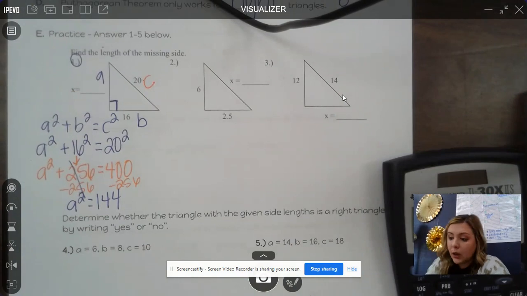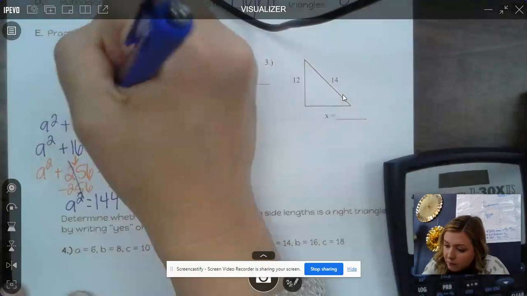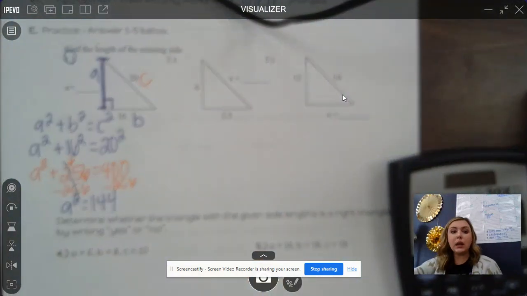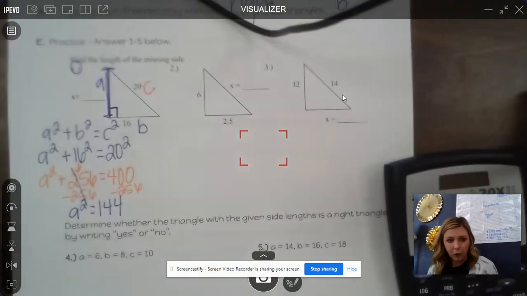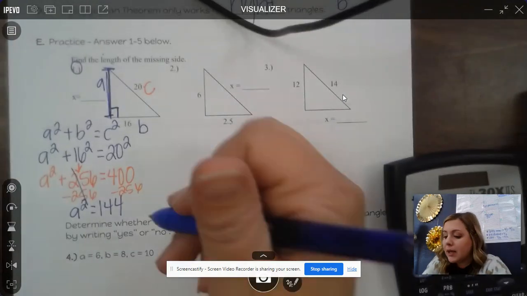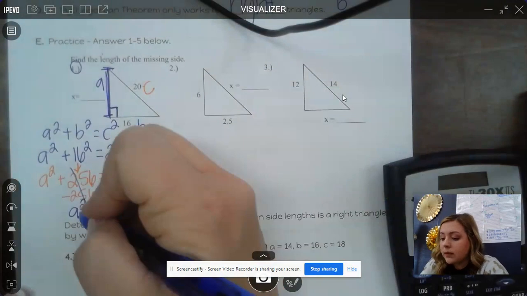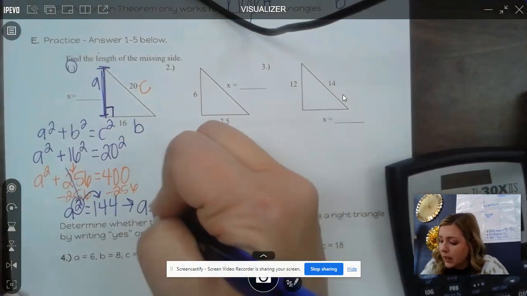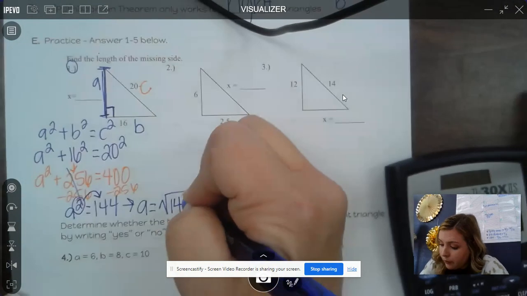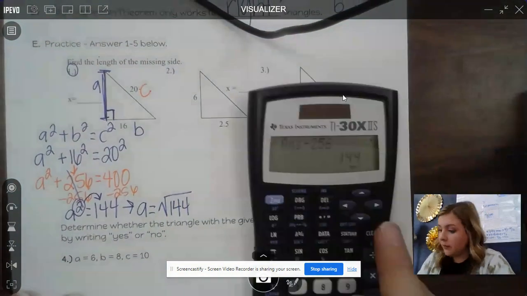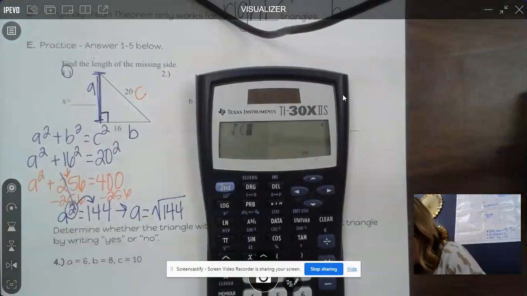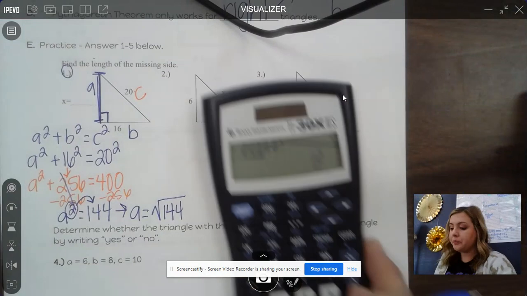To get A alone, to get what the length of this missing side is, I need to figure out, well, what number times itself gets me 144? And hopefully you already have it in your head. But to actually solve that, we would say, well, the opposite of squaring is to square root this number. So now we would say that A is going to equal the square root of whatever 144 is. And if you don't know it offhand, remember your calculator: clear, you're going to press second and you're going to press square root 144 and close those parentheses, and you're going to get a value of 12.